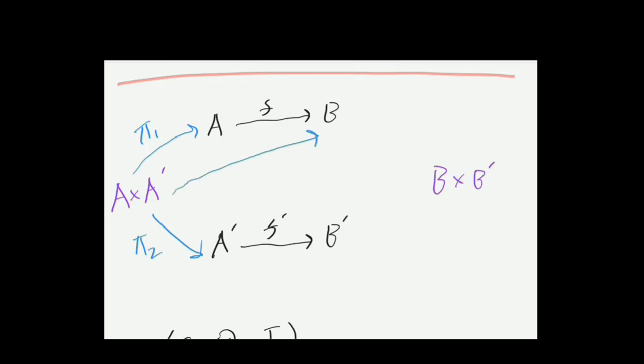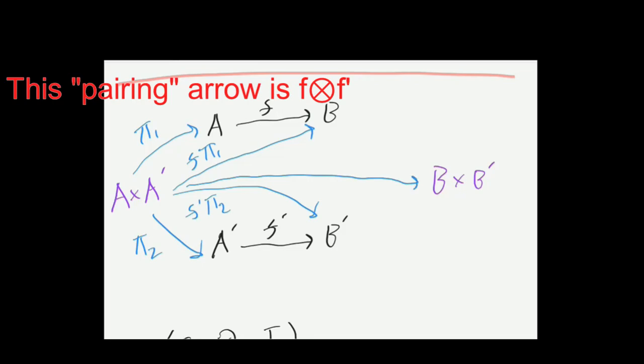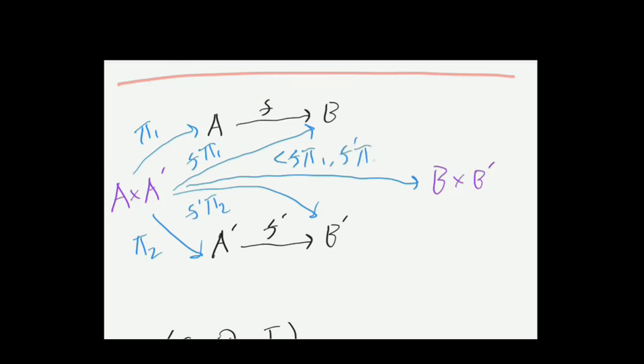And so then we're going to have this sort of pairing. We know that this arrow, f after pi1, goes from a times a dash to b. And this arrow here, f dash after pi2, goes from a times a dash to b dash. If we take the pairing of these two arrows, f pi1, f dash pi2, then that's going to go from a times a dash to b times b dash.